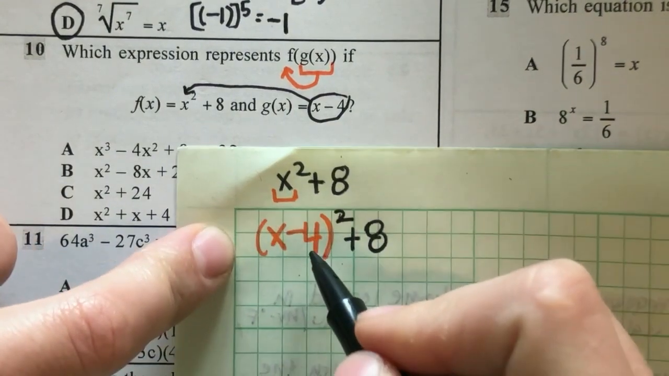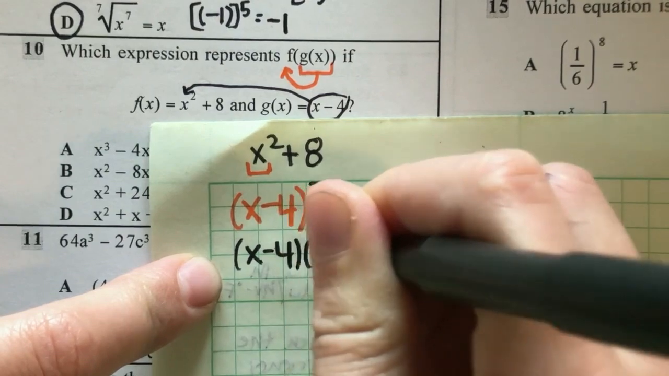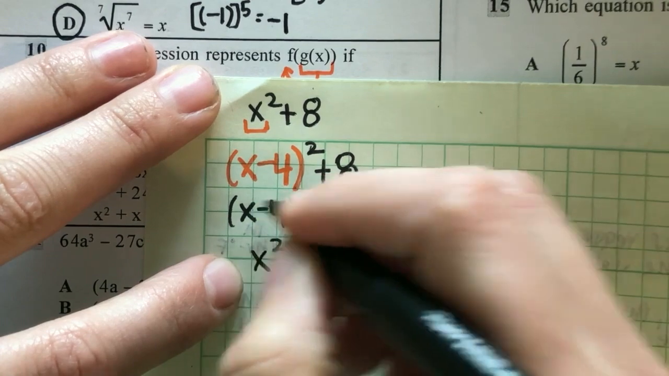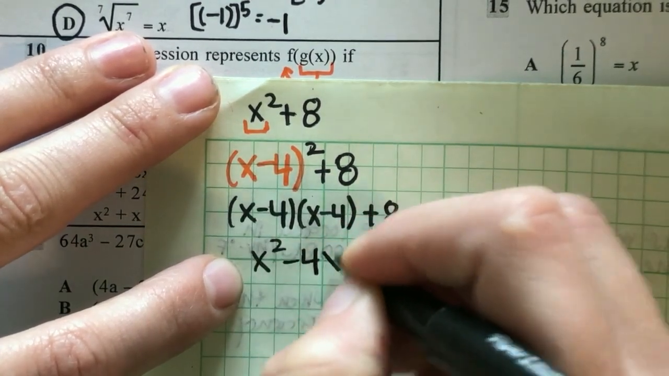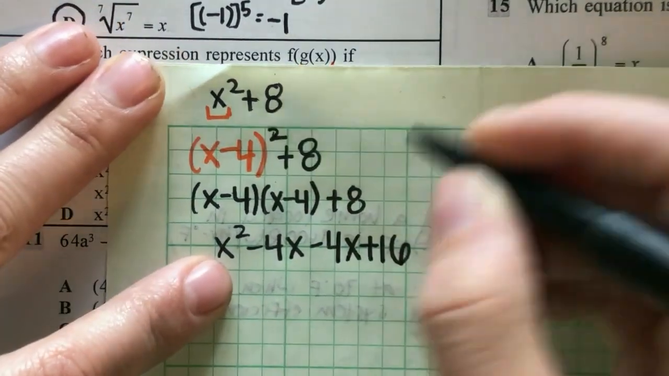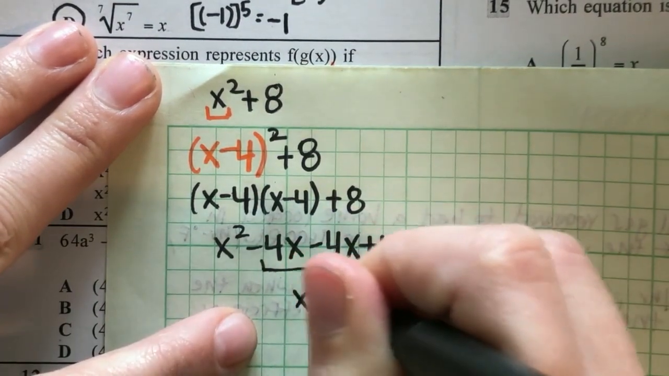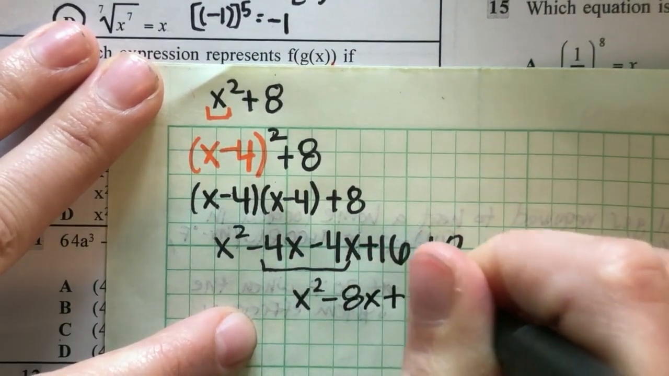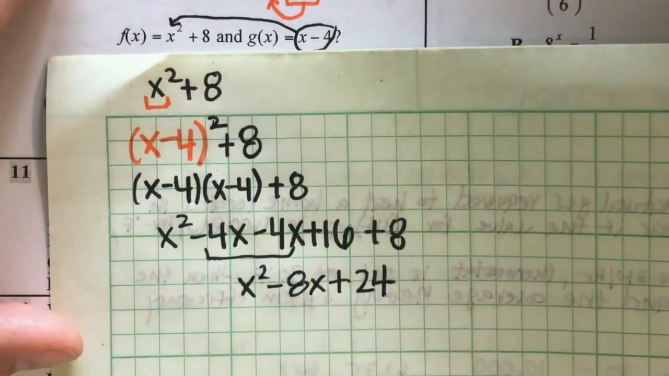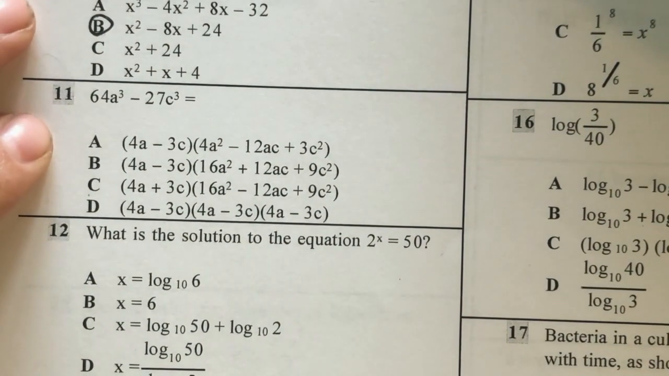We want to remember x minus 4 squared doesn't mean x squared minus 16. It means we're going to rewrite this twice. And then we're going to multiply. X times x is x squared. X times -4 is -4x. -4 times x is -4x. -4 times -4 is 16. And don't forget about that plus 8. When I multiply and combine like terms, x squared minus 8x plus 24 is going to be my answer.